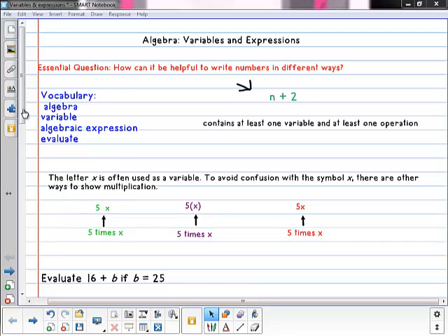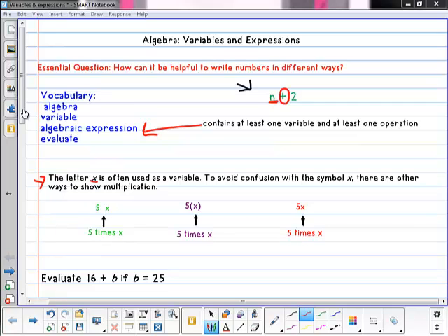Okay, so this n plus 2 would be considered an algebraic expression. It contains at least one variable, which is a letter, and one operation, which is right here. We don't know what n is currently, so we can't solve it, but it is an algebraic expression because it has a variable and at least one operation. Okay, let's take a look down here.